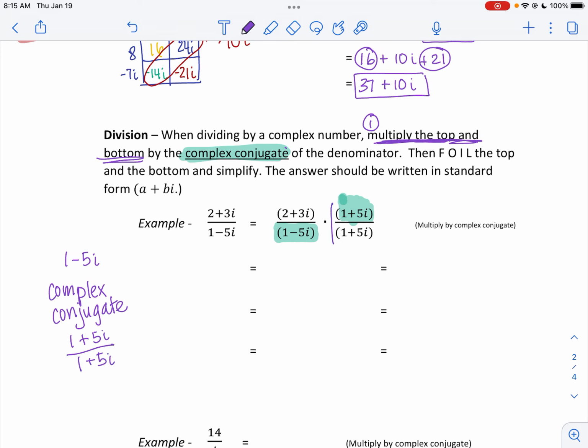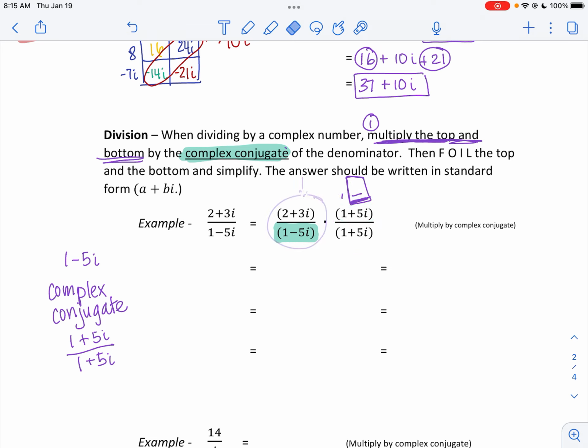It's important that you keep this as a value of 1, because (1 plus 5i) over (1 plus 5i) is identical top and bottom, which makes it a whole 1. We want to multiply by a whole 1, and we don't want to change the value of what we're trying to divide. So it must be a whole 1. It needs to be identical on top and bottom. Okay? And I erased all those marks so it's not so distracting.